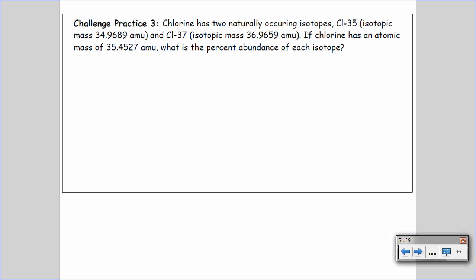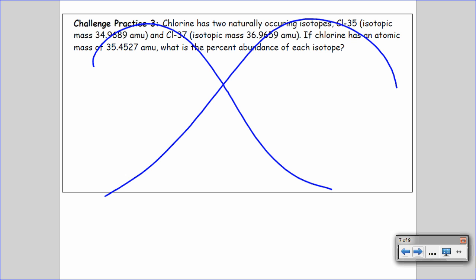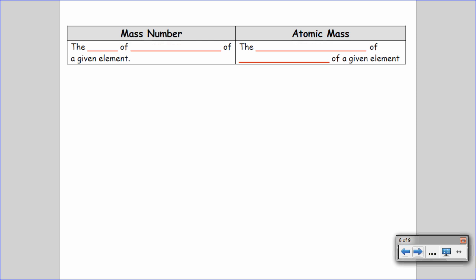The first step, you take your atomic mass for the isotope and multiply it by its percent abundance. This challenge practice wants you to work backwards. Honestly, I'm not going to throw that at you on the unit test or the Regents exam. That is a very challenging question here as I look at it. And I'd like you to skip it. No, we're not going to do the challenge practice number 3 because that is unrealistic for this level. That's AP level.